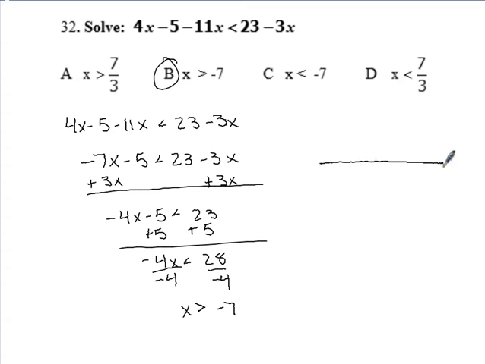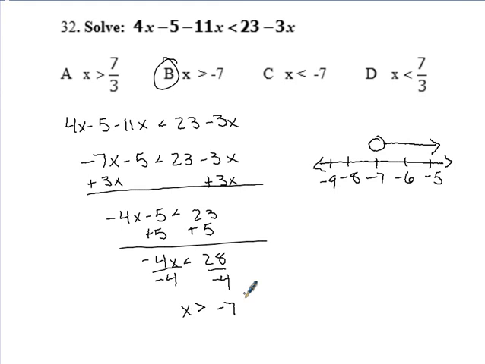I can also graph that solution on a number line. So I'm going to put negative 7 in the middle. And then we'll put some numbers that are greater than negative 7 and less than negative 7. X is greater than means I put an open circle at negative 7. If it were greater than or equal to, I would close in that circle to make negative 7 part of the solution. And then I'm going to draw my arrow to the right because those are the numbers that are greater than negative 7.